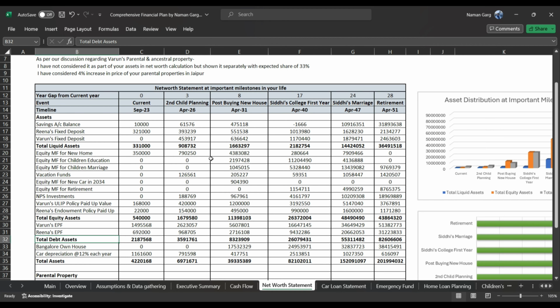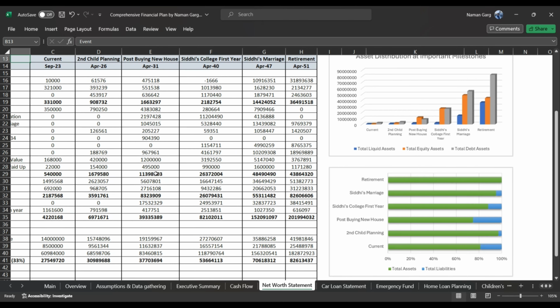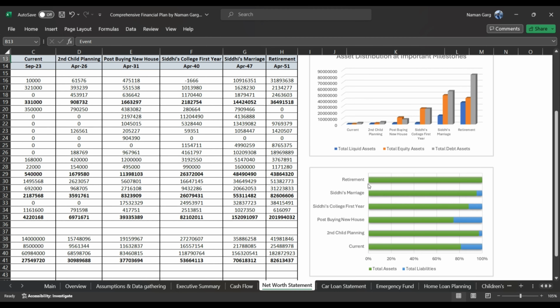Moving on to the net worth statement. This sheet will give you an overview of your current net worth, which is all your assets minus all liabilities, and then similarly your net worth at important milestones. I will plan here to help you have more assets than liabilities as you progress in your life and achieve a liabilities-free retirement.